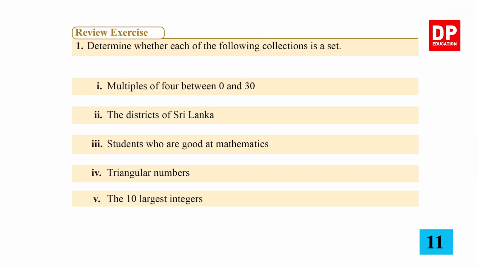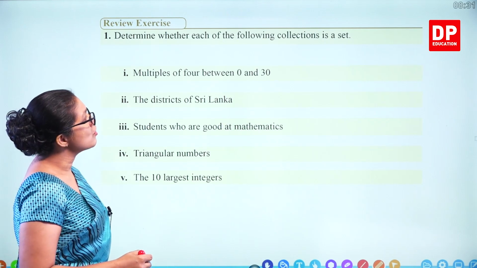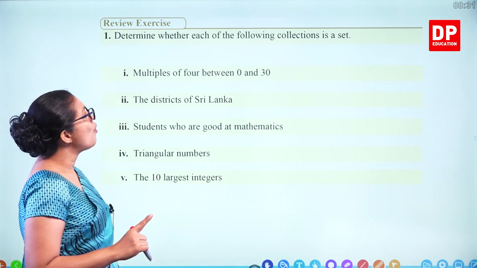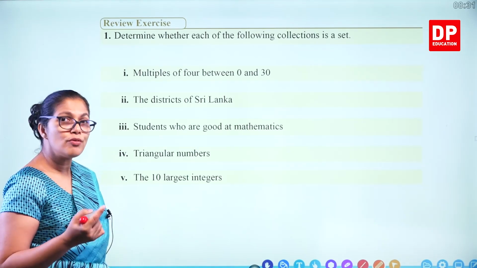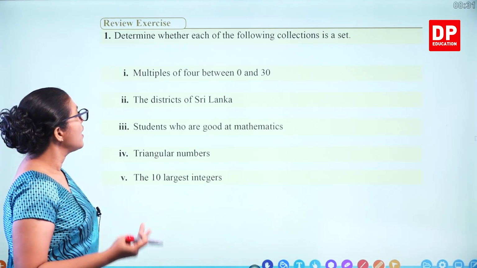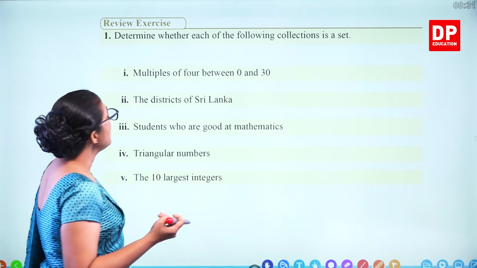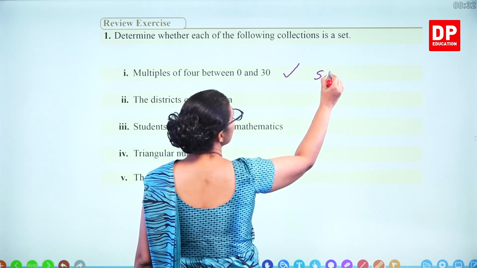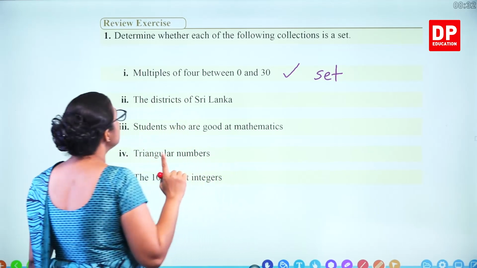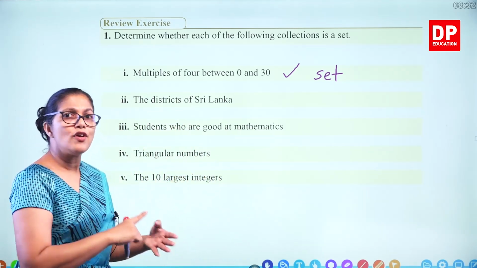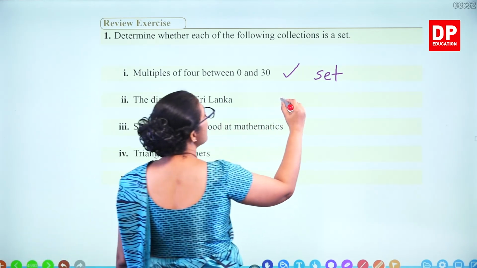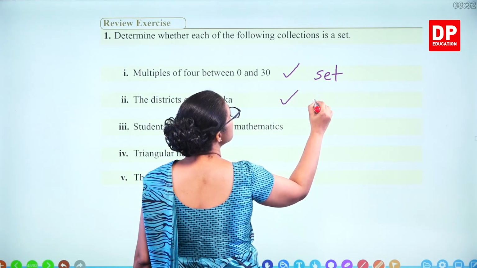Now we'll look at the review exercise in your textbook. Determine whether each of the following collections is a set. Multiples of 4 between 0 and 30. So you can write down 4, 8 like that. You can identify. So this is a set. The districts of Sri Lanka, we know that. Colombo, Kaluthura, like that, we know there are several districts. So that's a set.